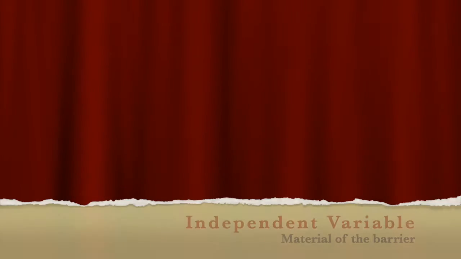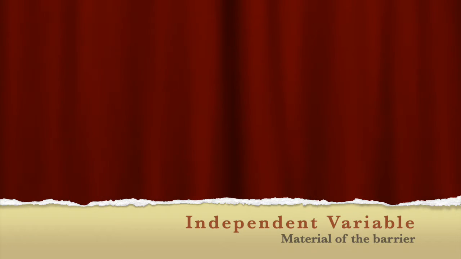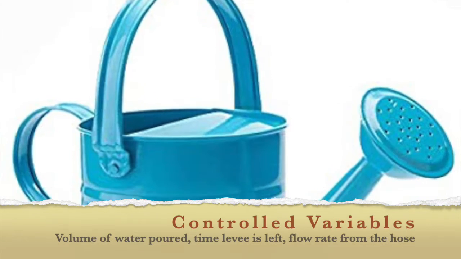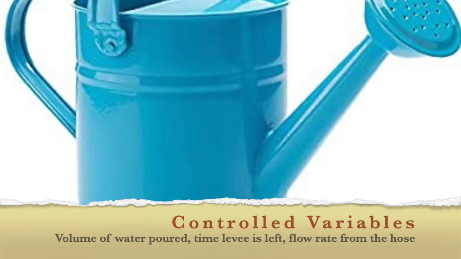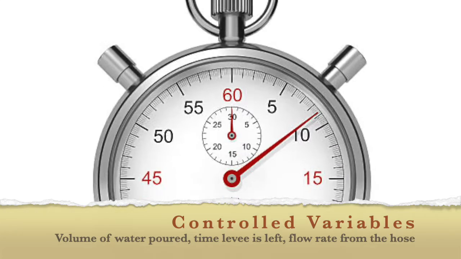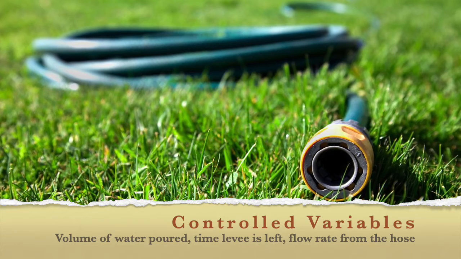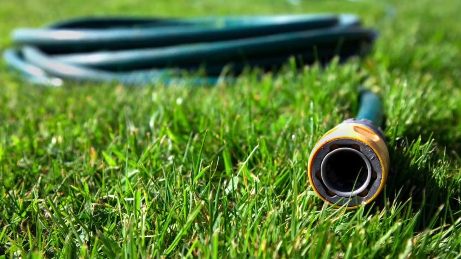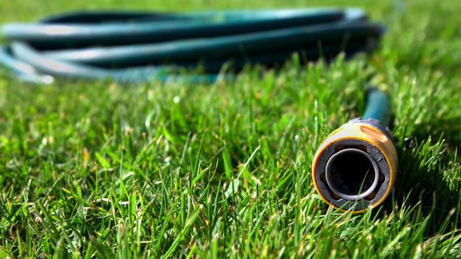Our independent variable, which the scientist deliberately changes, is the material of the levee. This will change for each repetition of the experiment to find out which one works best. And our control variables, or the ones that stay the same with each experiment, are the volume of water that is poured into the tank to simulate river flow, the amount of time the levee is left, and the flow rate at which the water is emitted from the hose. This flow rate was the same for each material where the hose was on full blast and pointed at the same place in the tank.